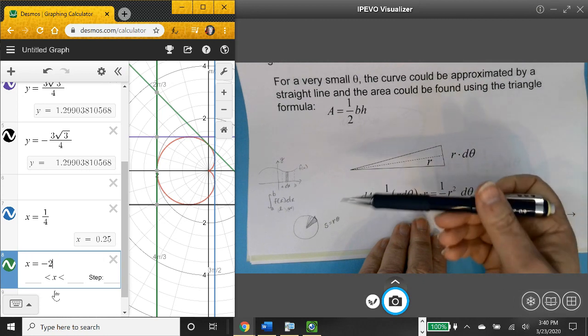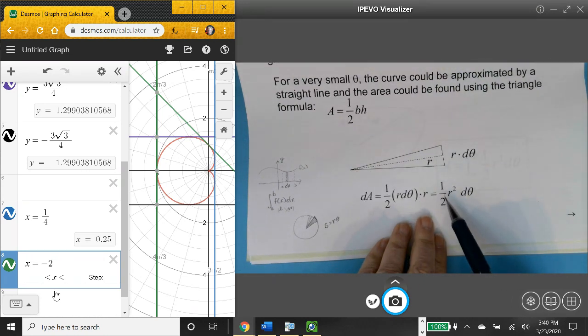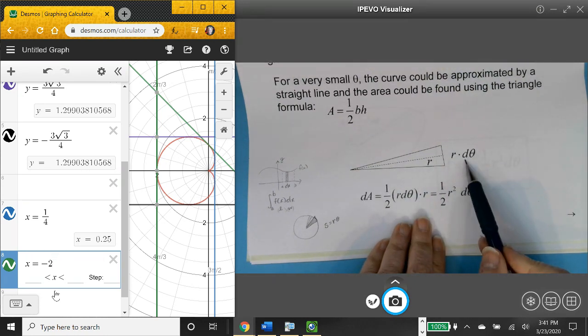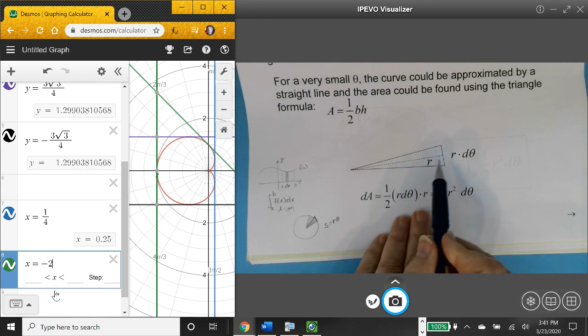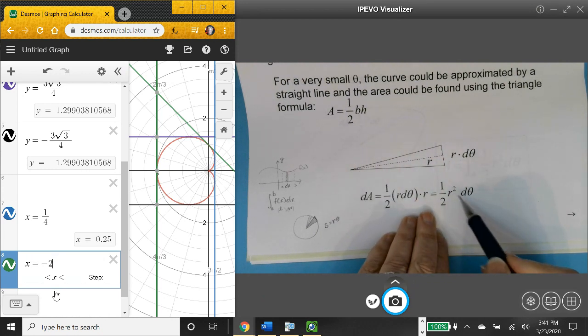We're going to sweep out a triangle, and its area is going to be 1/2 its base, which is r d theta, which is just the arc length. It's a very small piece of the arc length, times the height, which is r, the radius. And then you get 1/2 r squared d theta.